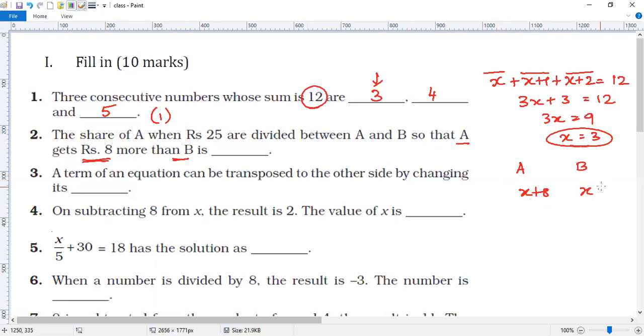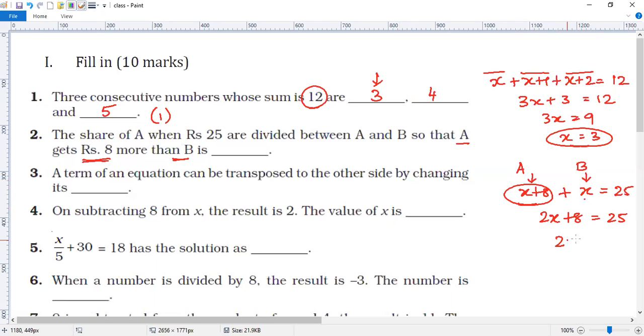Clear? So the sum total is given to be what? The sum of these two amounts is nothing but 25. So now you have to find the share of B and then the share of A. An amount is divided between A and B such that if B is getting X, then A is getting rupees 8 more than B. So when you add these two, you should get 25. So it is 2x plus 8 is equal to 25.